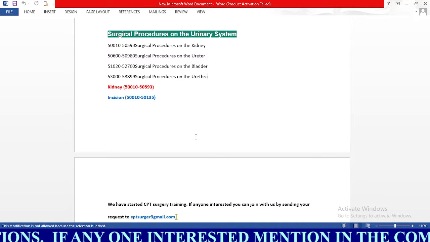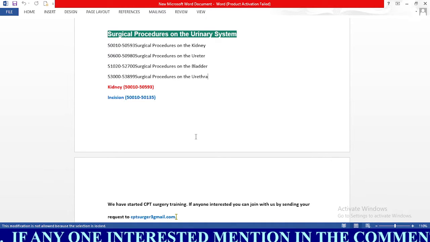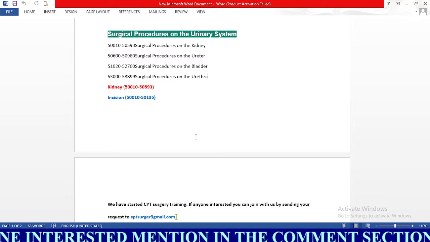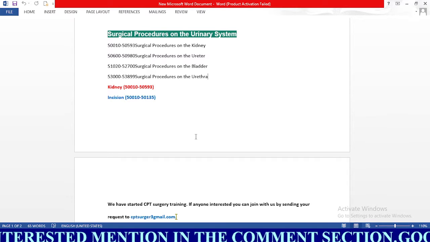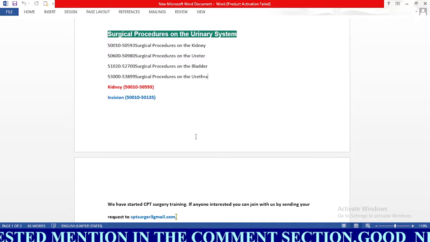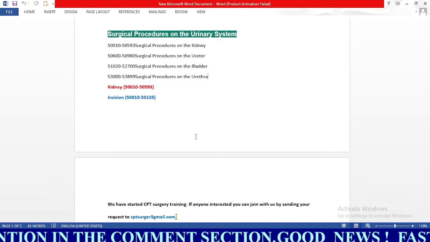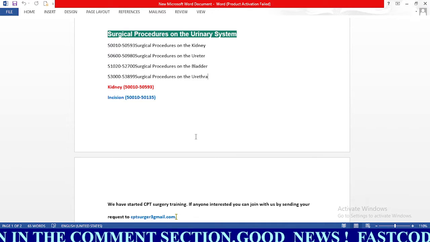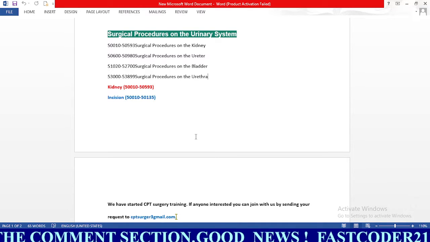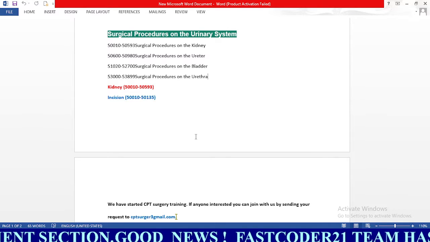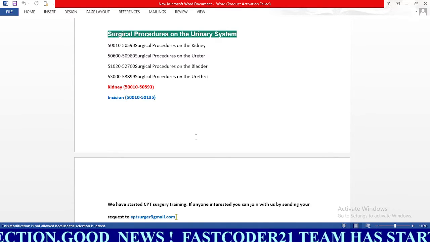Next we have 50,020, drainage of perirenal or renal abscess, open. Basically, perirenal means surrounding the renal system, and then the renal abscess. Here the physician will open the renal abscess using the open procedure. Open procedure means the physician will create one incision and drain the abscess.